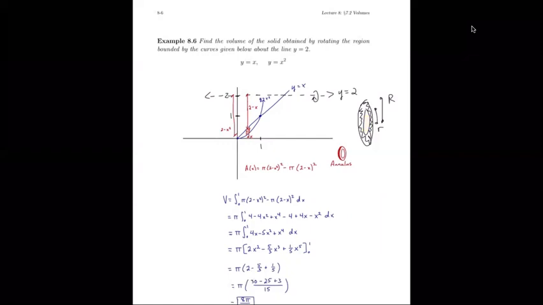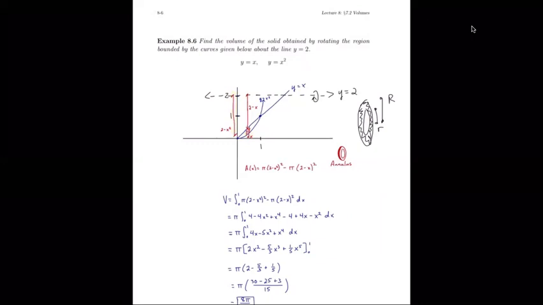So let's see that in action here. Okay, we have a few things going on. We need to identify the radii. The longest radius is this. It's the distance between the line y equals 2 and the curve y equals x squared. Okay, that distance is 2 minus x squared. So we're going from here all the way down to here, right? To a point on the curve y equals x squared. So it's 2 minus x squared is this longer radius right here.